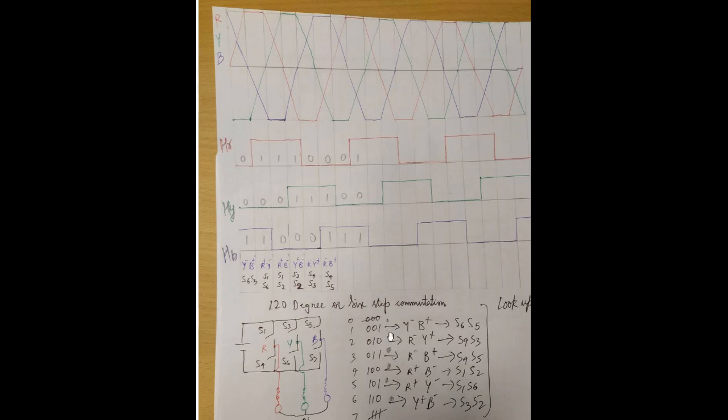Upon analyzing all these six logics, we can create our lookup table, as we can see here, which contains the information from our Hall sensors and correspondingly the information about the switches which should turn on as per the Hall sensors' output. So this is how we create our lookup table, and this lookup table can be used in our controller so that we can control our BLDC motor with 120 degree conduction mode. Thank you.